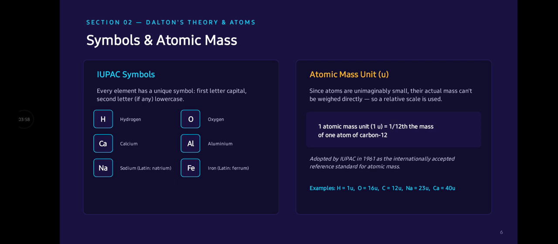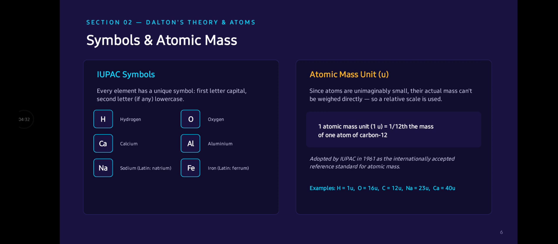So, next we'll go through symbols and atomic mass. So, IUPAC symbols. Every element has a unique symbol. First letter capital, second letter if any lowercase. So, H symbol of hydrogen, Ca symbol of calcium, Na sodium, O oxygen, Al aluminium, Fe that is iron. In Latin we call it ferrum.